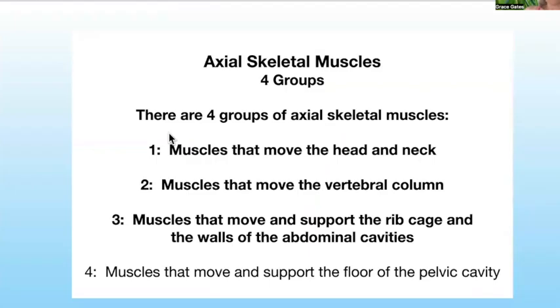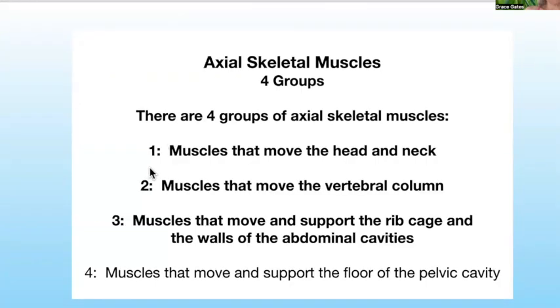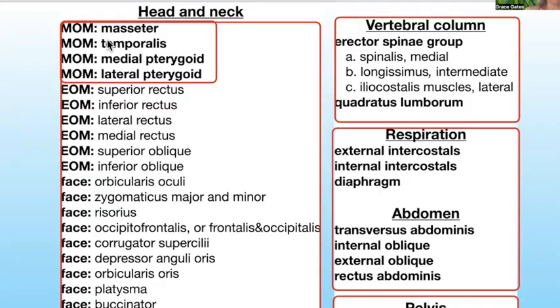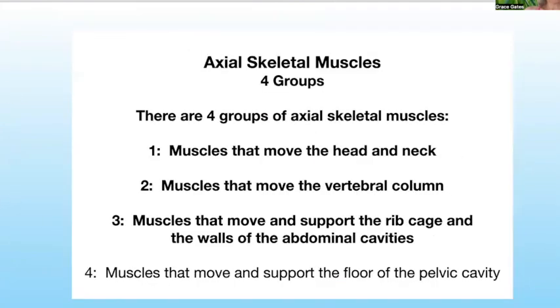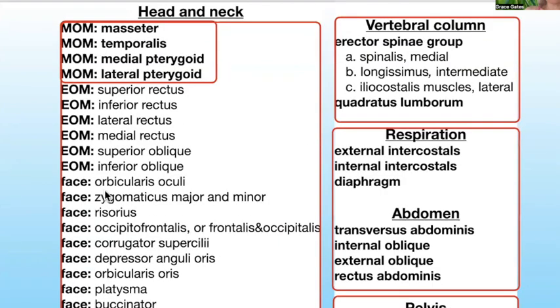There are four groups of axial skeletal muscles. They are muscles that move the head and the neck, muscles that move the vertebral column, muscles that move and support the rib cage and the walls of the abdominal cavity, and muscles that move and support the floor of the pelvic cavity. So here we have the list of muscles that move the head and the neck. So that would be number one. They are on the left side of this list of axial skeletal muscles.